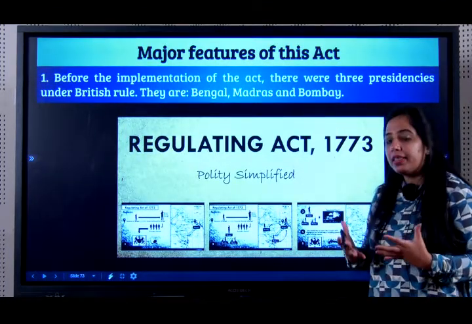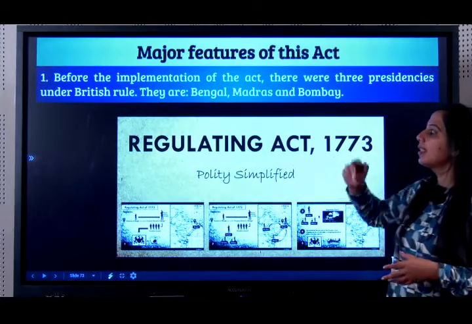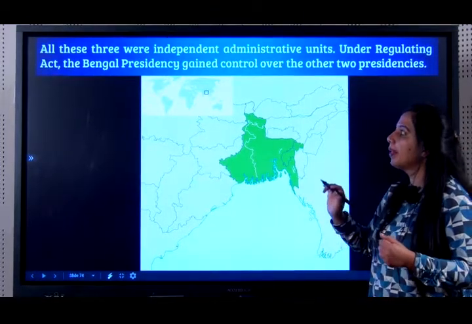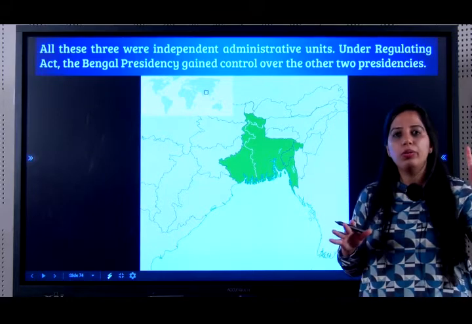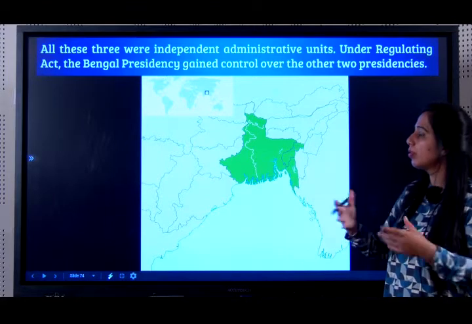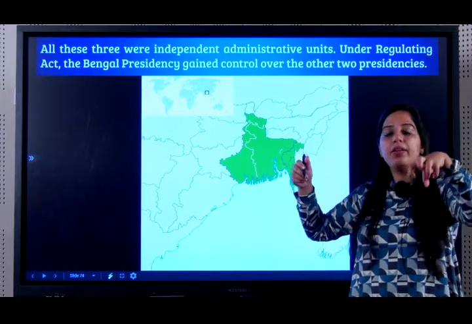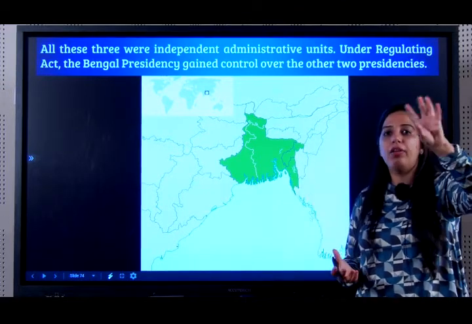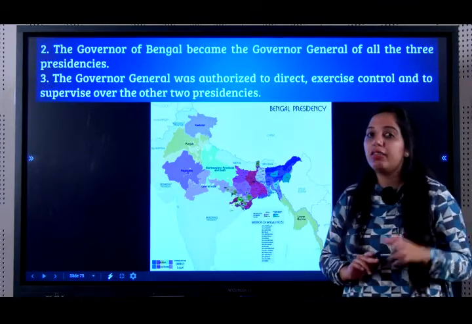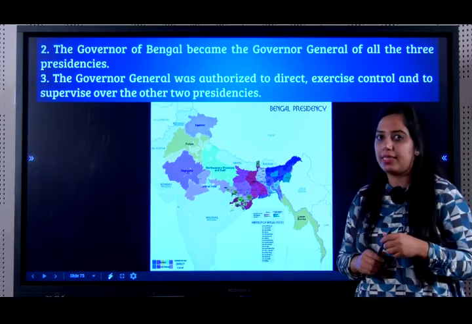What happened because of this act? Before the implementation of this act, there were 3 presidencies under the British rule: Bengal, Madras and Bombay. All these were independent. What Bengal would do, it would do on its own. What Bombay would do, it would do on its own. What Madras would do, it would do on its own. So they were all independent administrative units. Under this act, the Bengal presidency became the head of the Bombay and Madras presidencies. The Governor of Bengal became the Governor General of all the 3 presidencies.